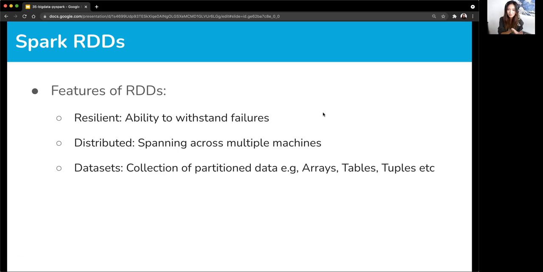They're distributed, as we know, spanning across multiple machines, and they're data sets. They're collections of partitioned data. Partition meaning that they are split up. But yeah, this data can come from a lot of different formats that we are already used to.